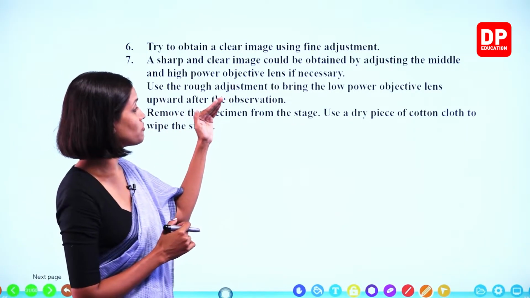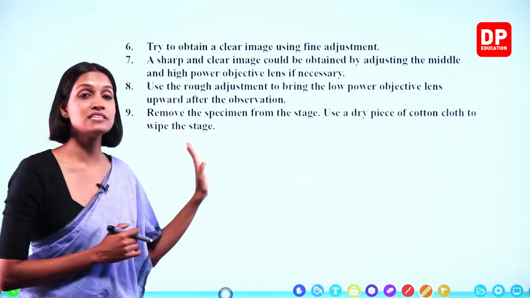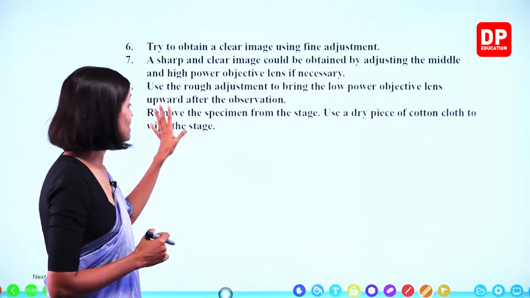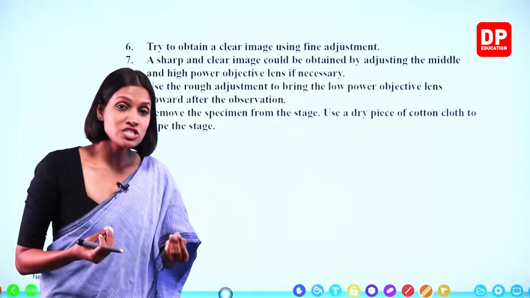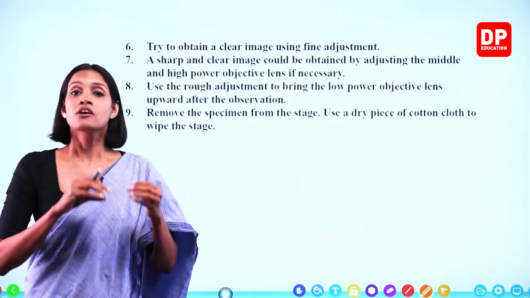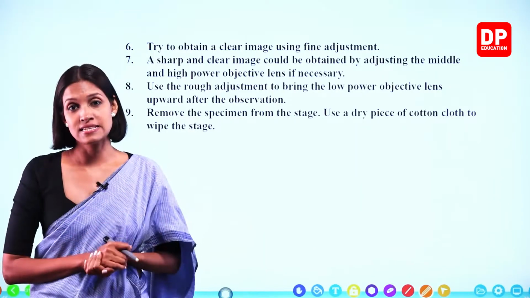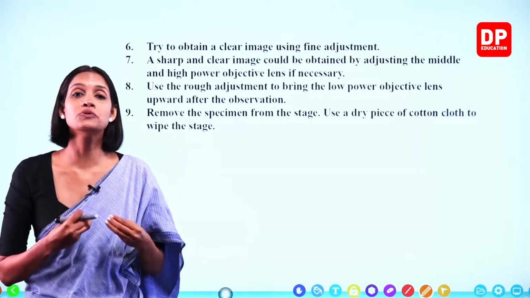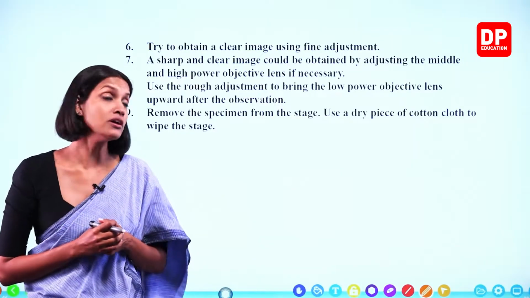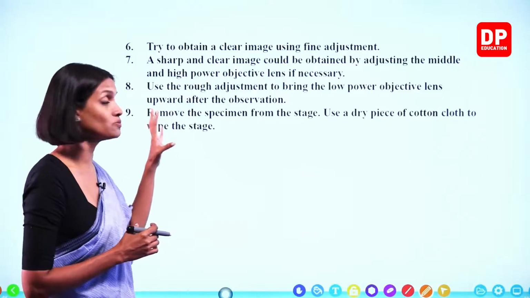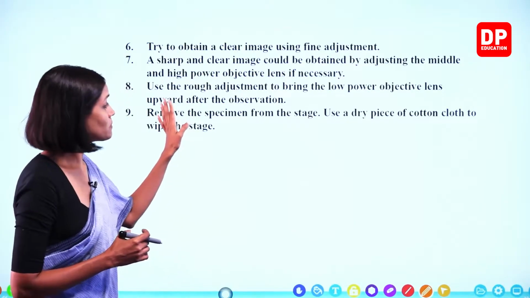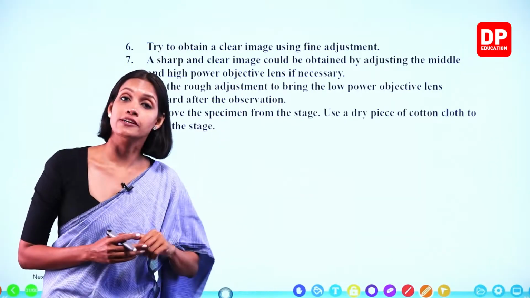Use a dry piece of cotton cloth to wipe the stage. Right? So after using, you have to make it dry. If the moisture is present, what will happen? Fungus will form on the lenses. So if the fungus forms on lenses, what happens, children? We can't use those lenses anymore. Therefore, you have to keep this instrument dry. That's why you have to wipe it with a clean, dry piece of cotton.